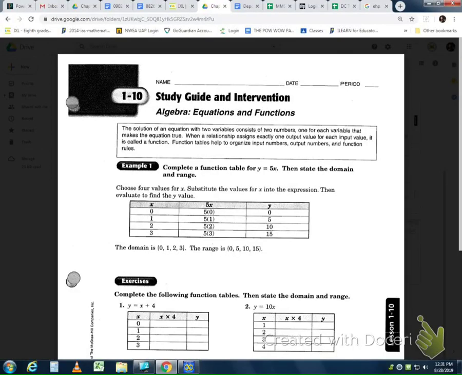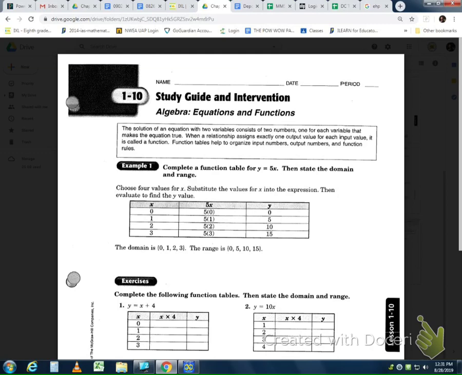Lesson 110, Equations and Functions. The solution of an equation with two variables consists of two numbers, one for each variable, that makes the equation true. When a relationship assigns exactly one output value for each input value, it is called a function. Function tables help to organize input numbers, output numbers, and function rules.